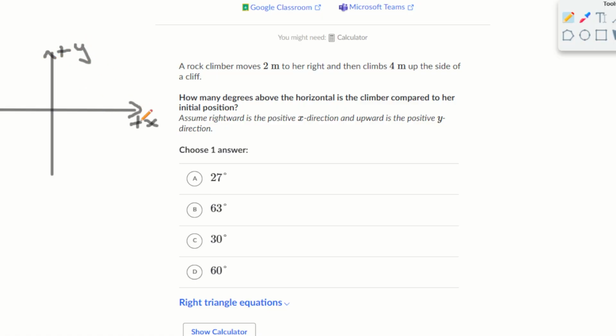So now that we know that information, we can go back and take our information one by one. So a rock climber moves 2 meters to her right. So let's say this is the position graph. So this is y, y is position, and x is t. Okay. And a rock climber moves 2 meters to her right.